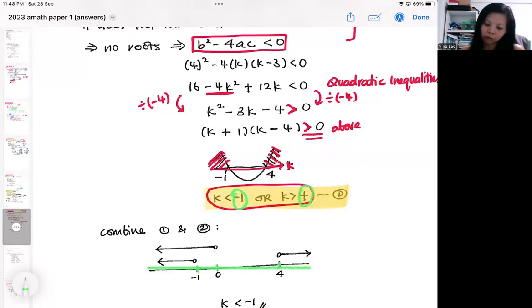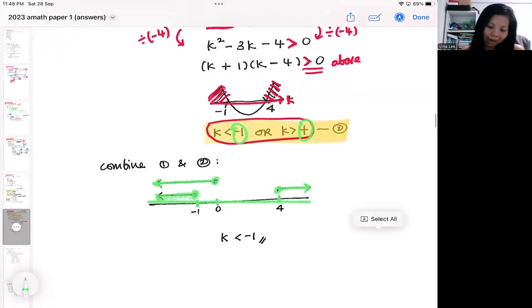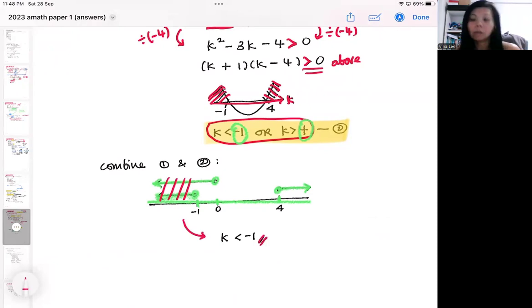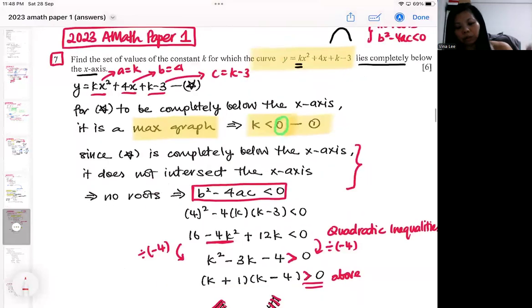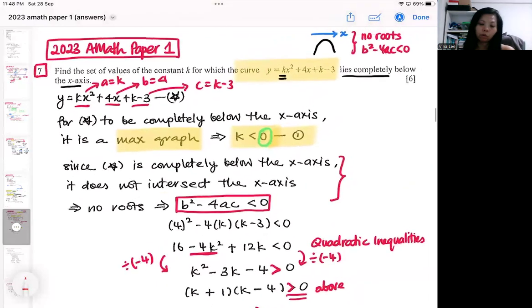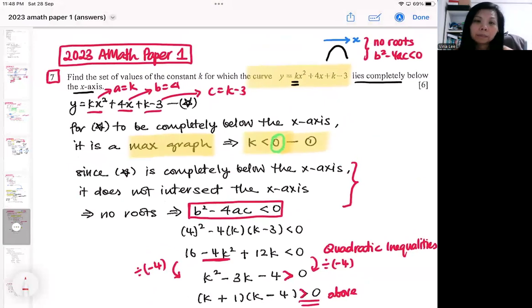So k less than 0 will be this. And then k less than -1 will be this. K greater than 4 will be this. So from here, you get the double line. The double line is the final answer. Okay, so this one is a quadratic discriminant question that also involves quadratic inequality. But this one has two conditions, so you've got to take note of the two conditions.